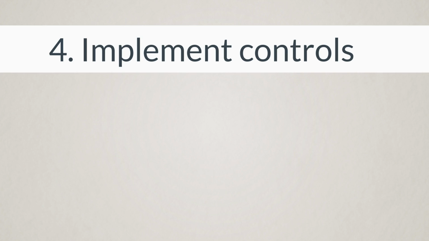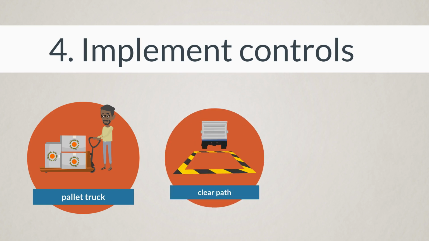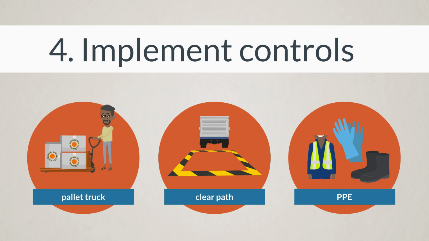Step 4 is to decide what controls can make the task safer and reduce the risk. Watch the video on hierarchy of control for guidance here. We will use a sack truck to reduce manual handling. We will make sure the lorry parks in a safe area, keeping pedestrians away. We will check the route to remove any trip hazards. Lastly, the driver will wear high visibility and safety shoes to be seen and in case anything is dropped.